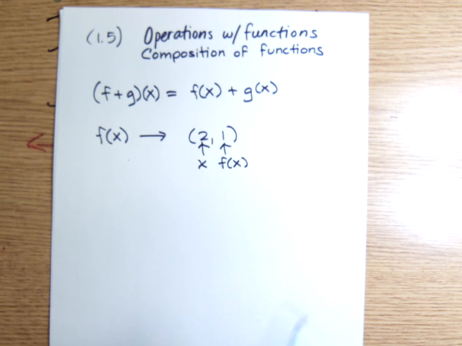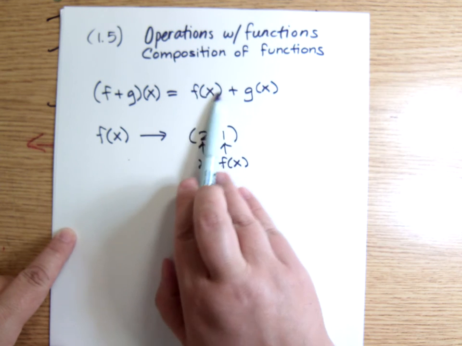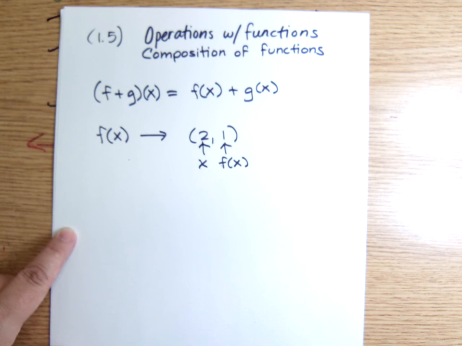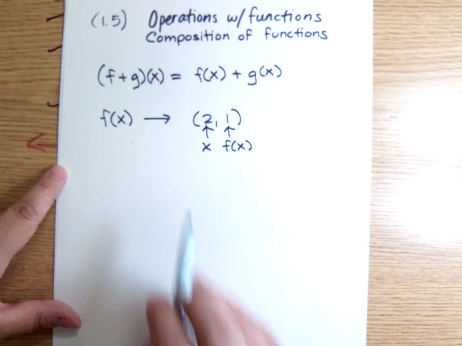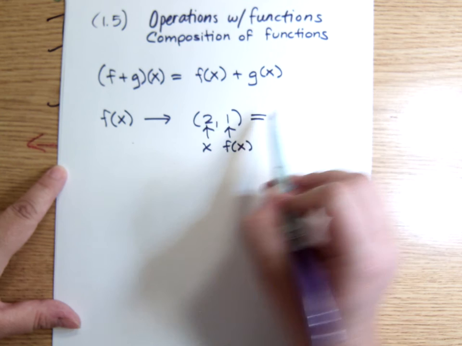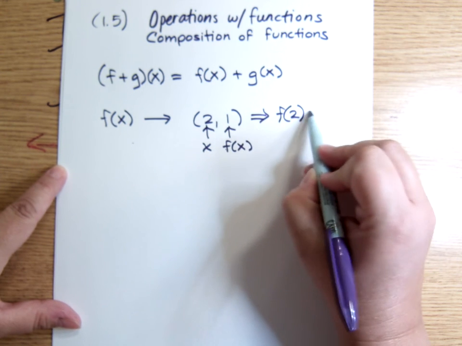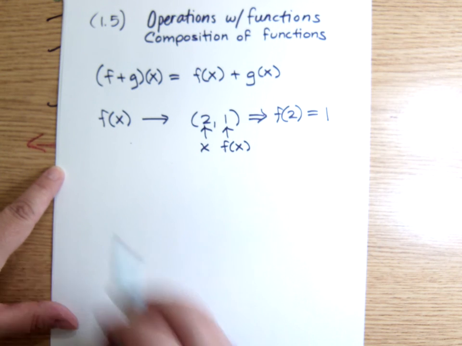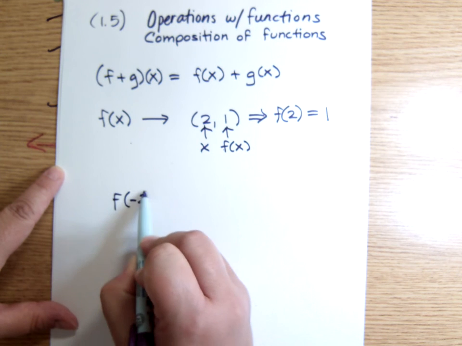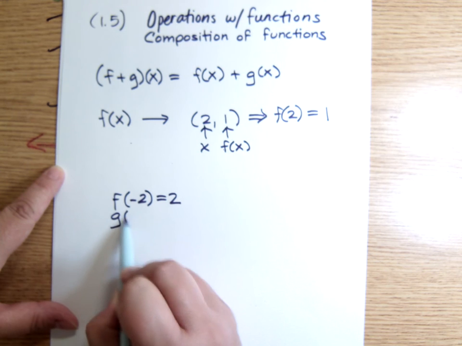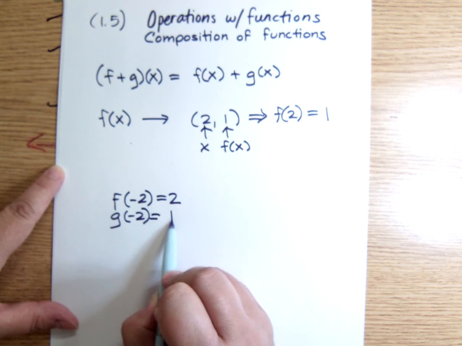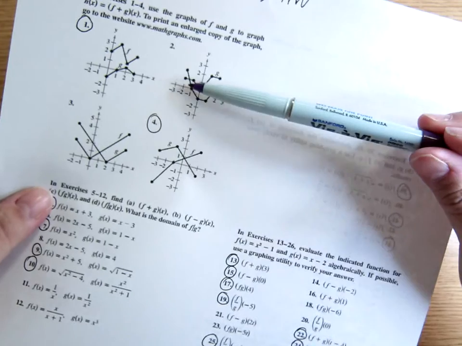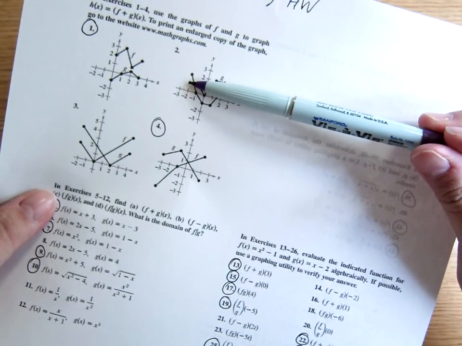So if we want to add the f of x and the g of x, it's like you're adding the y value for the f function plus the y value for the g function. Let's look at this a different way. For that particular point, this point is saying that f of 2 equals 1. Let's start from the left-hand side of that graph, and you'll notice that f of negative 2 equals 2, and that g of negative 2 equals 1. I'm looking at these two points right here on the far left of the graph.